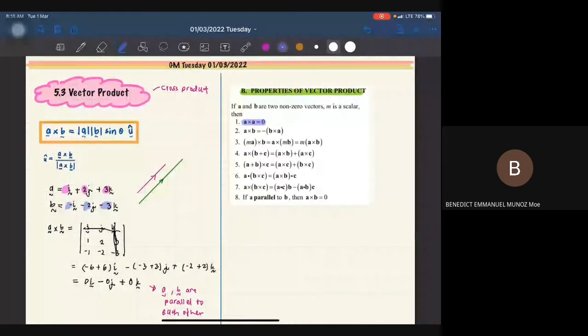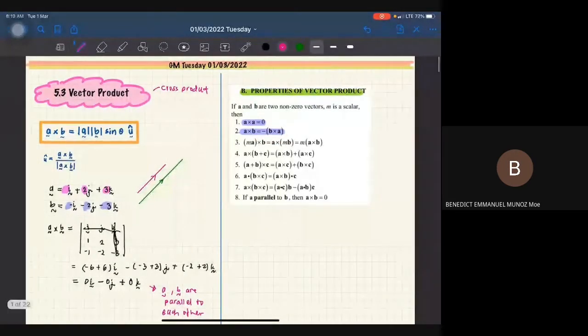Okay, so the next one yang kita ingat adalah this one. Kalau awak ada A cross B and then awak ada B cross A, dua tu tak sama, tapi awak boleh letak negatif untuk samakan dia. So this one A cross B, it is not the same with B cross A, tapi kalau awak letak negatif dan dia adalah benda yang sama sebab dia bertukar direction sahaja.